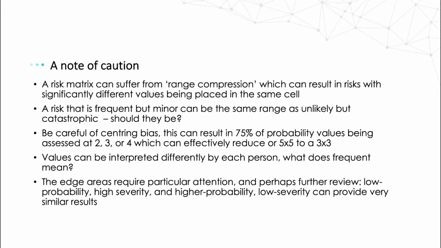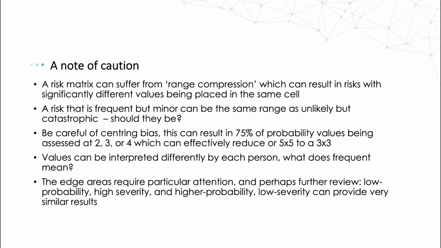And those other areas, we mentioned briefly around centering bias, but the anomaly, the outlying areas, the edge areas here, if you will, pay particular attention to those. Again, because low probability, high severity, and higher probability, low severity can provide very similar results. So if you're ever using those extremes, those edge areas, do think about whether we need to put something else in place or whether the matrix structure you're using can fairly represent the risk associated with what we're looking at there.